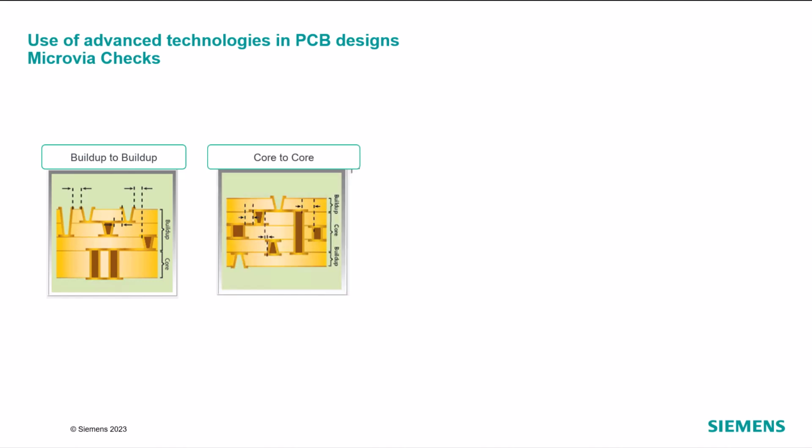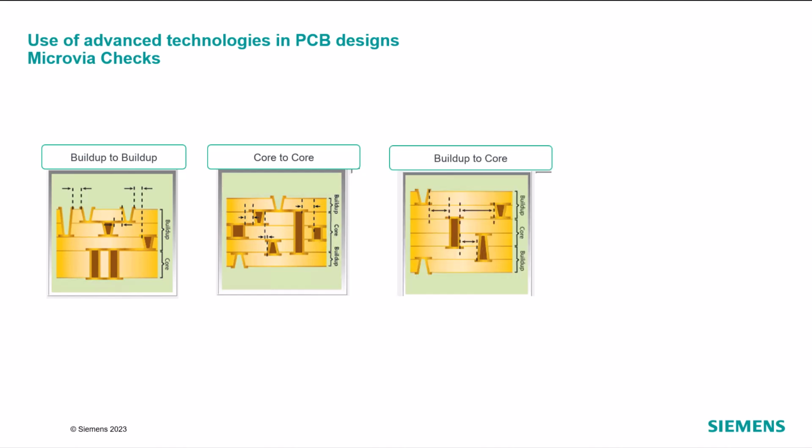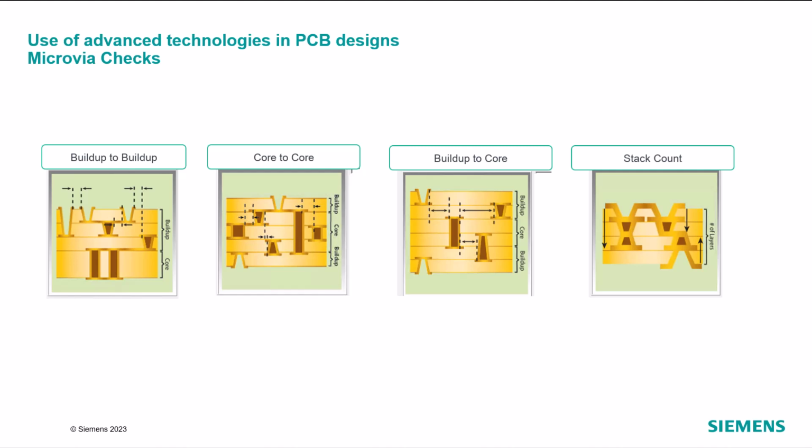Core to core. There are checks to look at microvias located in cores that are too close to each other. Buildup to core. And there are checks to look for issues between buildup and core layers. Stack count. There are even checks to look at the depth of stacked microvias. The depth to which a microvia penetrates the layer stack-up can affect board yield. Stacking more than 3 microvias are more likely to experience failures than staggered microvias.